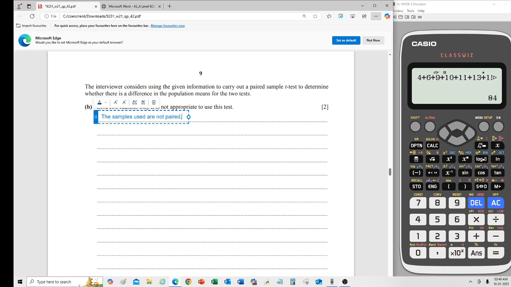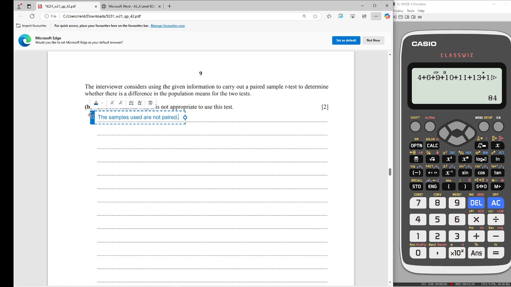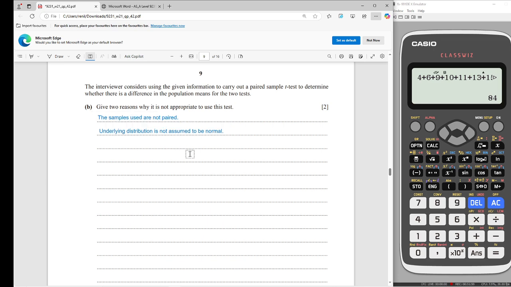This is the most important part that you need to know. Secondly, now we're going to have the assumption of the distribution. So we're going to say that the underlying distribution is not assumed to be normally distributed. Or, since we mentioned underlying distribution, we can just say normal. We can say it's not assumed to be normal or not known to be normal. Any of them is fine.